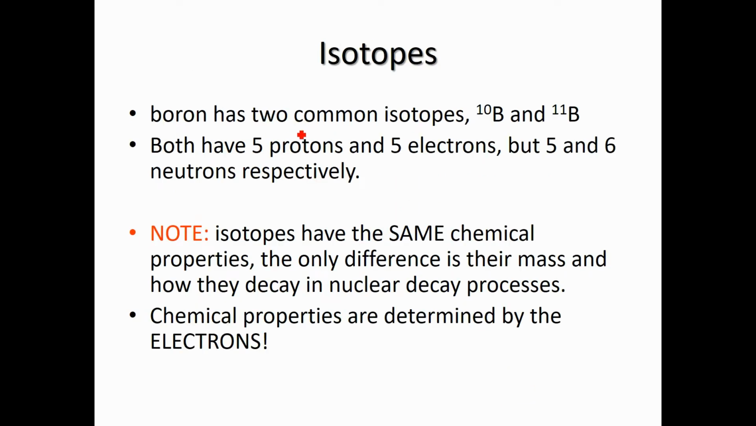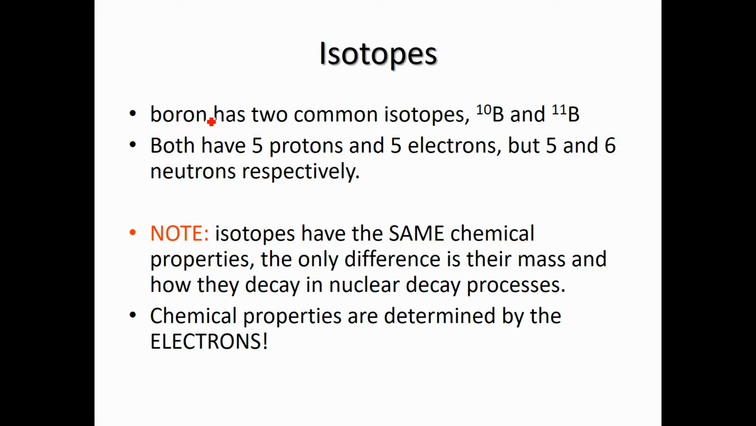Alright, so isotopes. Isotopes have the same chemical properties. The only difference is their masses and how they decay in nuclear decay processes. So what causes them to have different masses? Okay, we will have to crack that down.